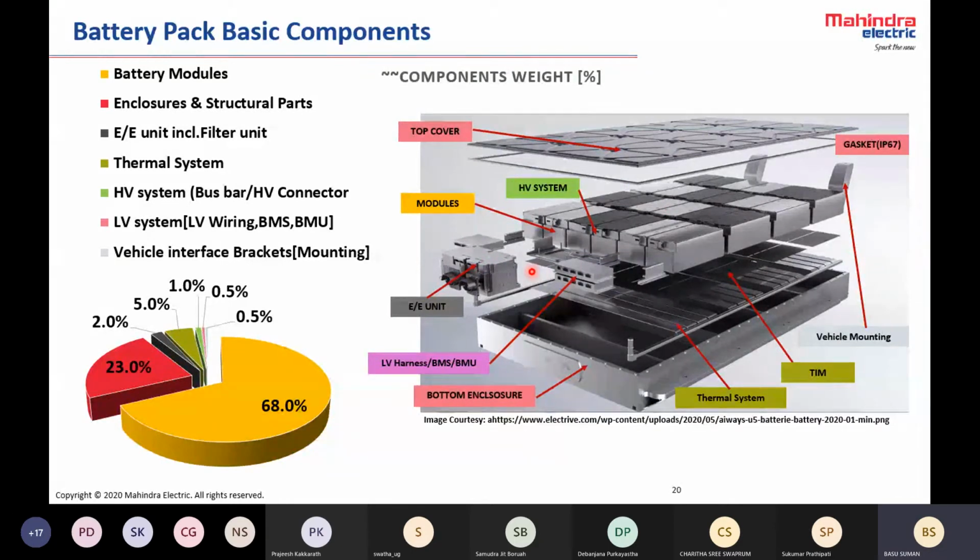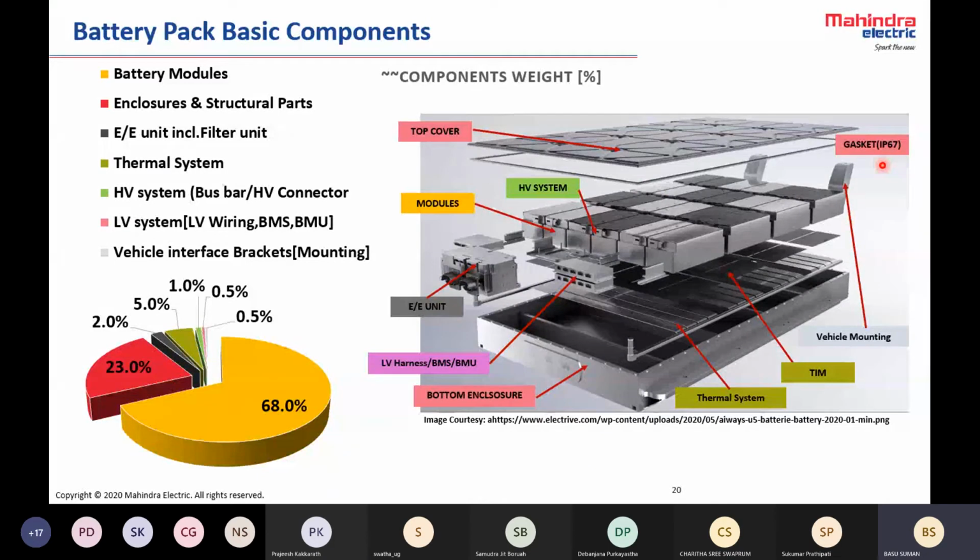And here is the top cover. Just on the top cover, we generally put a gasket. This gasket is the one which provides IP67. What is IP67? IP means ingress protection. Ingress of what? Ingress of dust and water.